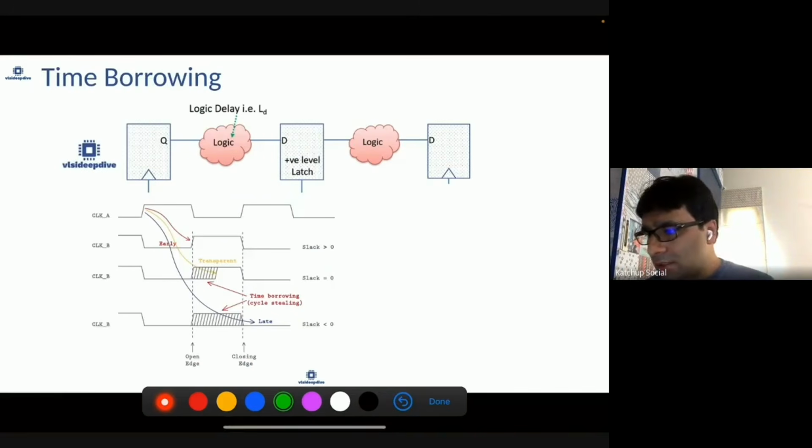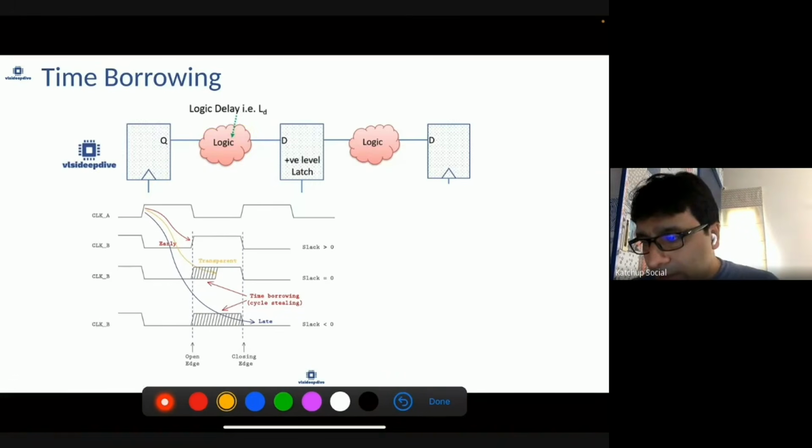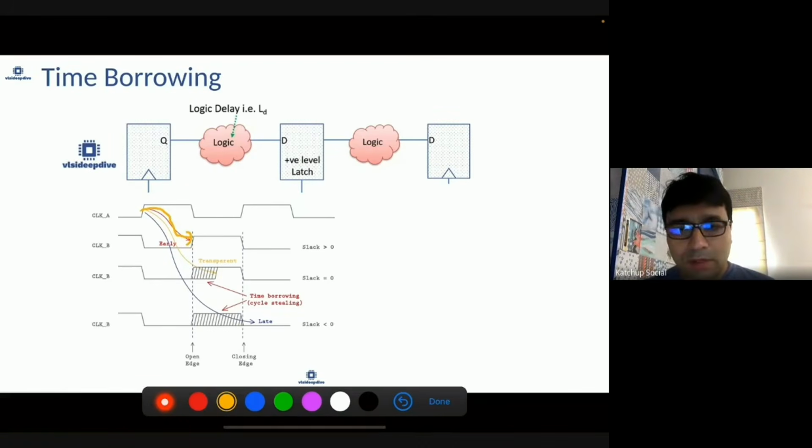So let's see this case where you have a flop here. It is launching the data. Then the data is captured by a positive level latch. And then there is another flop in the fan out. So let's first see the case where your logic delay LD is less and data actually arrives before the clock edge. So here, if data arrives before the clock edge, there is no difference in terms of how latch would behave or flop would behave.